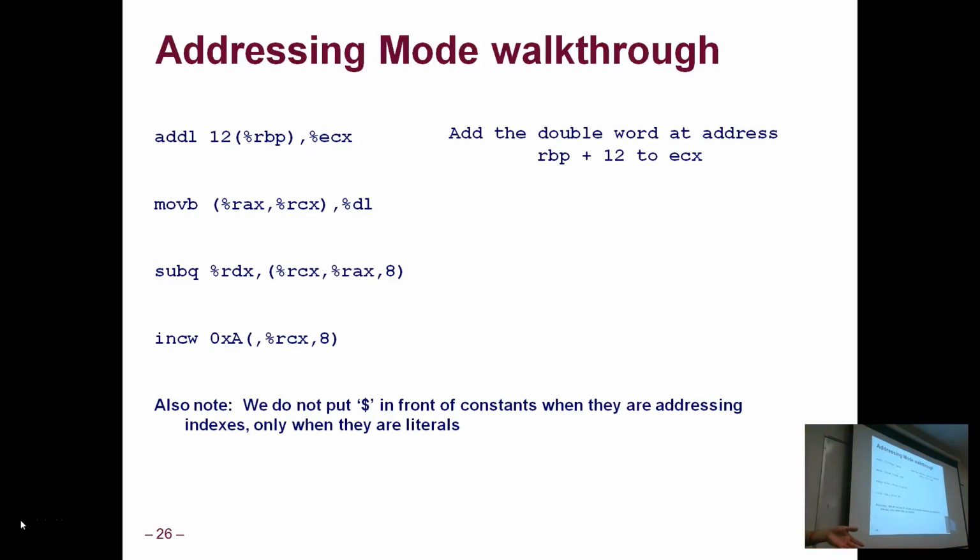Okay? Yeah. Do you reference first or do you add both? You add 12 to RBP and then you dereference. That's what base plus displacement does. Calculate the address that's an offset into it, and then dereference, basically get that memory location as an operand.